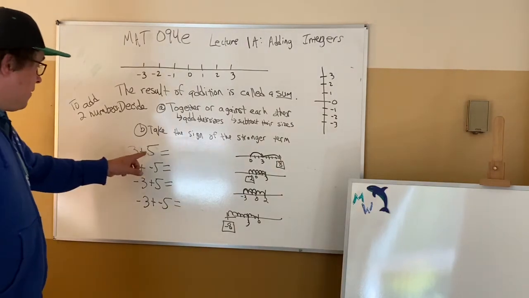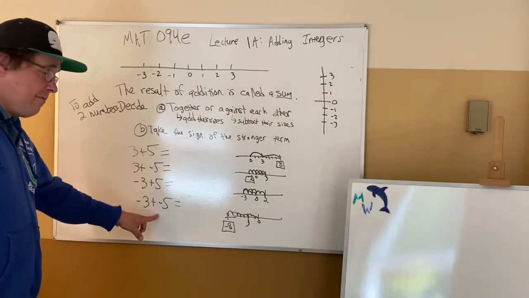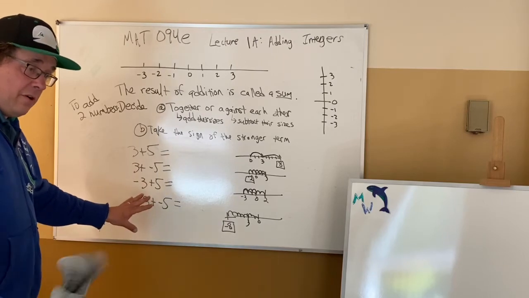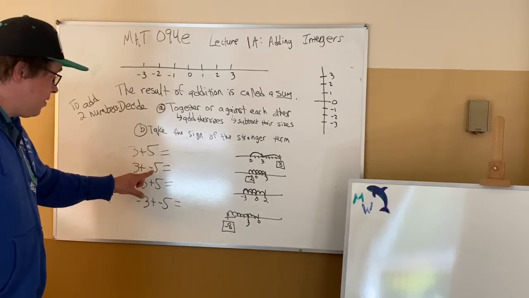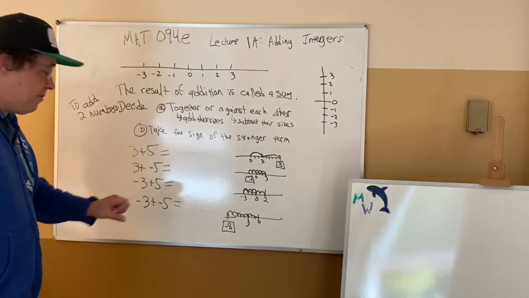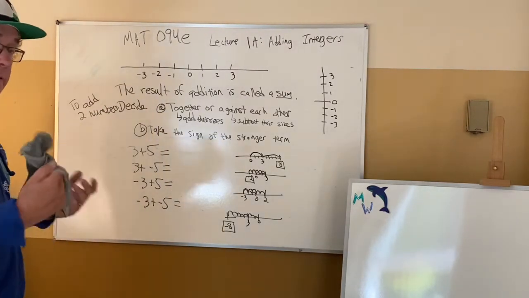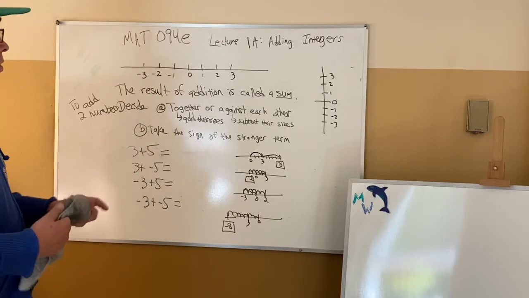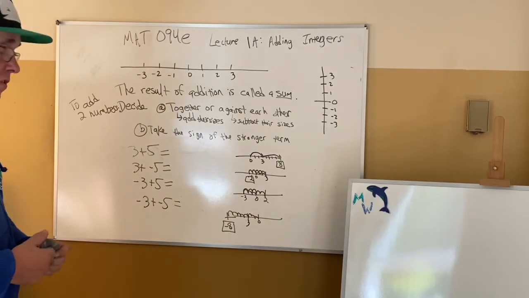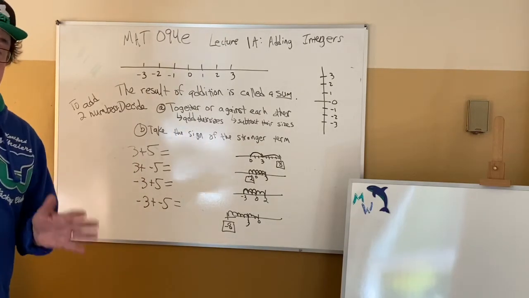And then, whatever the sign of the 5 was, because 5 is always a bigger number than our 3, that'd be a positive result or negative result, based on what happened in step 1. So together or against each other, get the value. What's the sign of the stronger of the 2 original numbers? Once they're set up as addition.